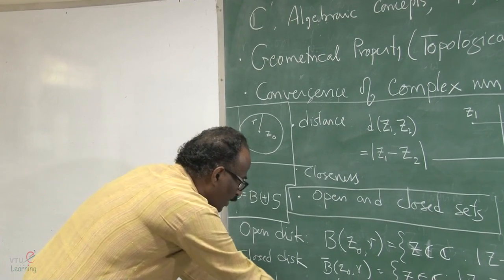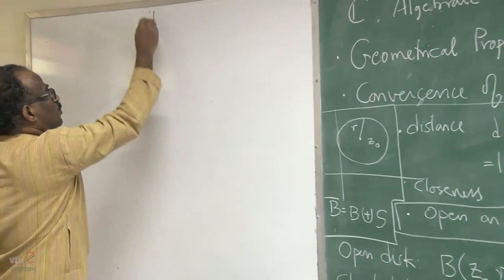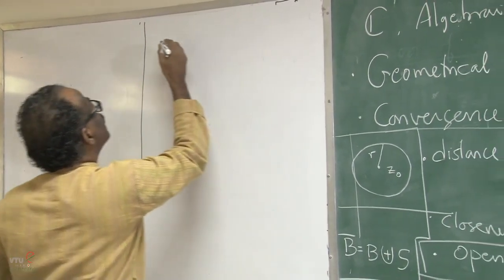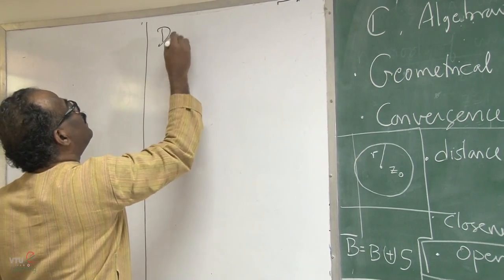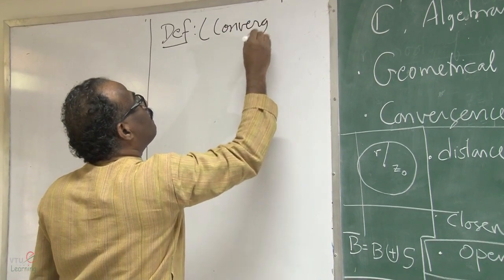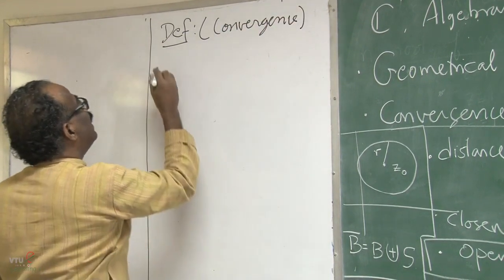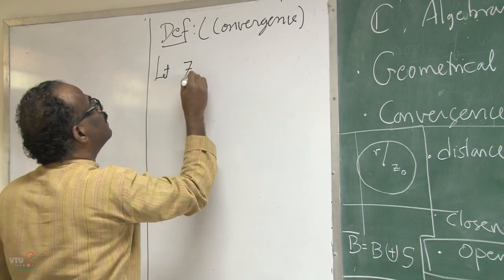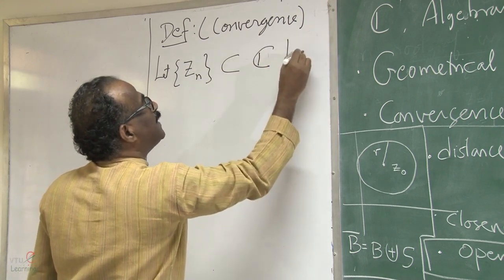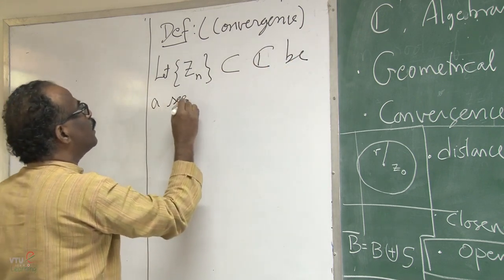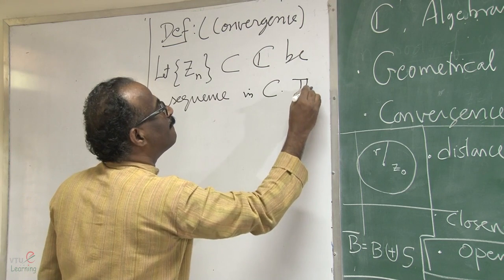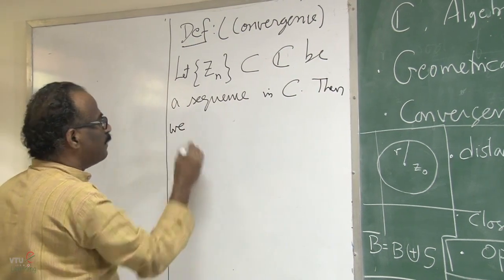Okay, so you already have an intuitive idea of convergence. What does convergence mean? If you have a sequence, suppose a definition. So let me tell you the definition first, and then we will go back to the convergence. Let Zn, contained in C, be a sequence in C. Then keep this definition, I will interpret it for you.